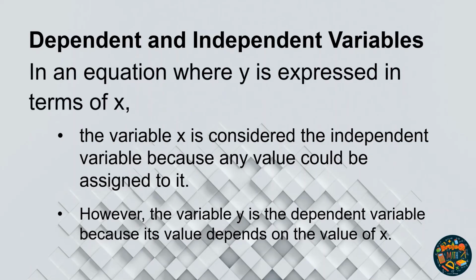Dependent and independent variable in an equation where y is expressed in terms of x. So, this can be shown in a function notation. In a function notation, the variable x is considered the independent because any value could be assigned to it. Ibig sabihin, kahit na anong value ang i-assign natin sa variable x ay pwede. It is allowed. However, the variable y is the dependent variable because it always depends on the value of x.